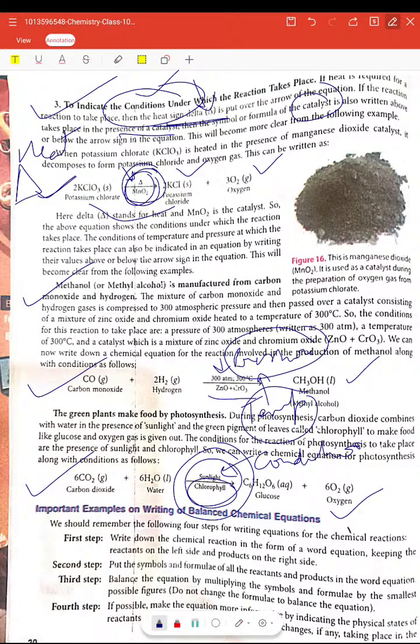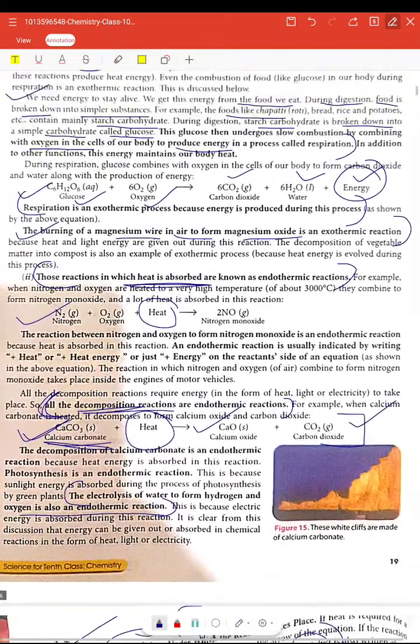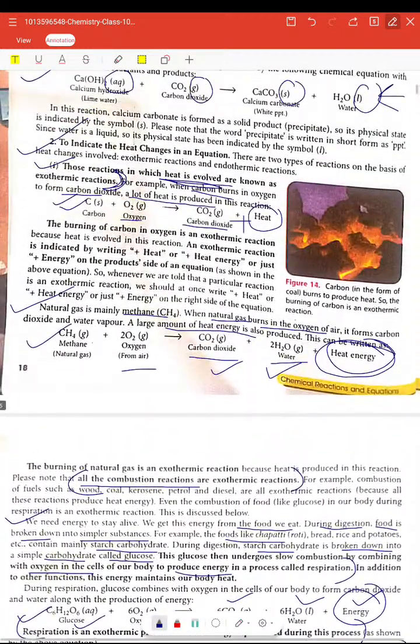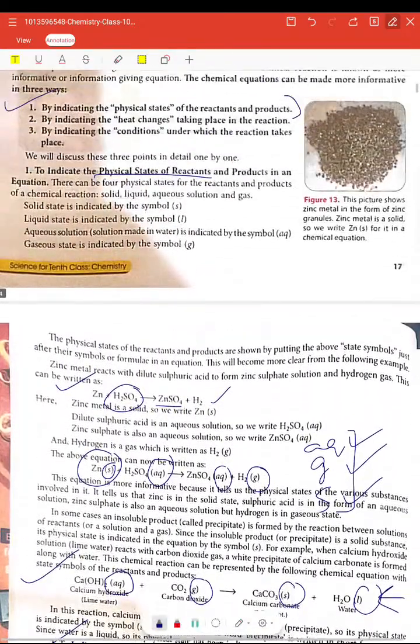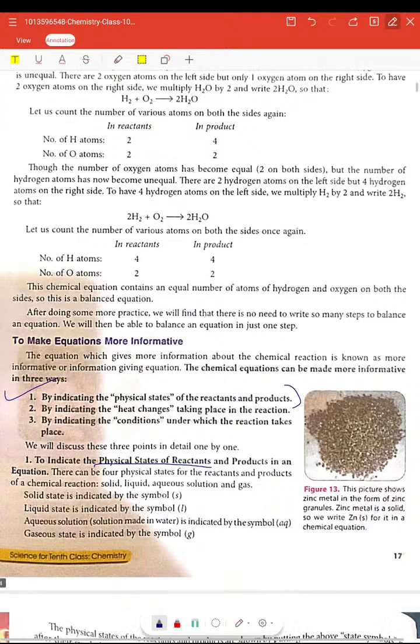So today we have discussed the conditions under which a reaction takes place, endothermic reactions, and exothermic reactions. We have also discussed the physical state of the reactants, and what a balanced and unbalanced chemical equation is. Yesterday we discussed the introduction to chemical reactions. Now we have discussed further balanced, unbalanced, exothermic, endothermic, and the factors on which reactions take place. So I hope you understand the whole topic.